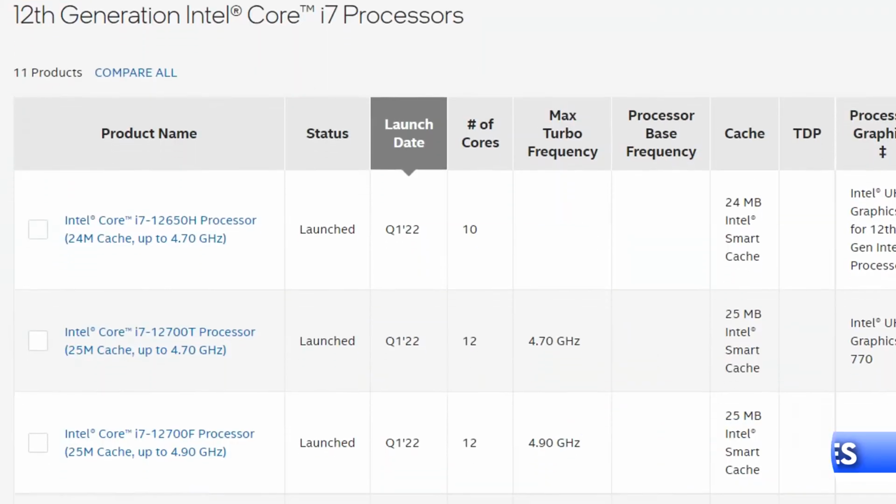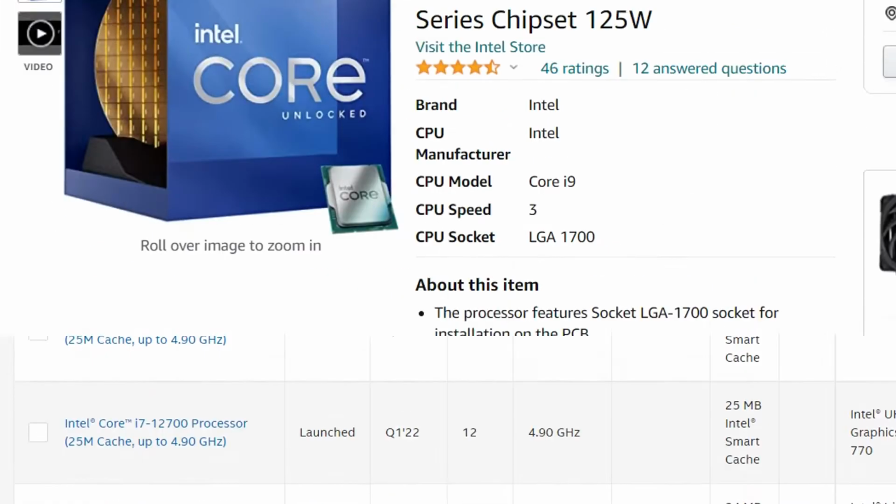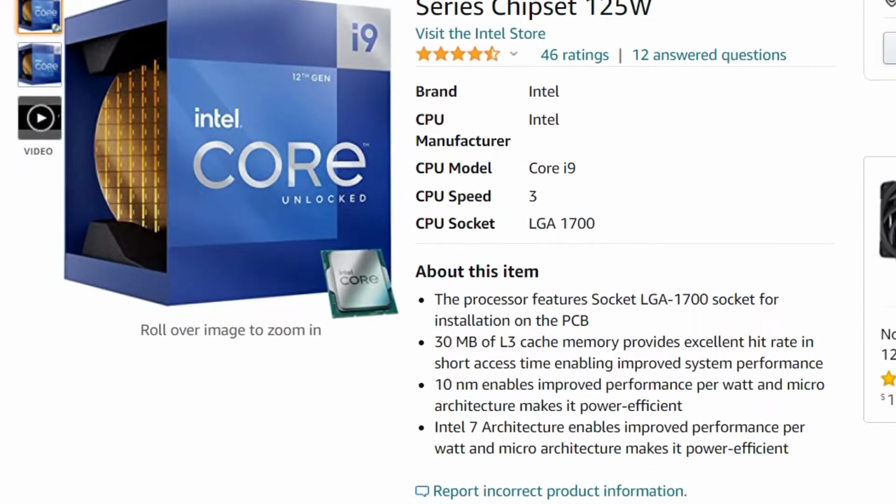So, have you been wondering what those weird numbers and letters actually mean on your Intel processors? Like i9-12900K, are those some kind of nuclear code? Well, you came to the right place.